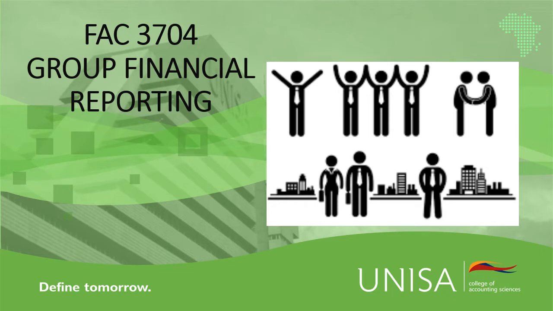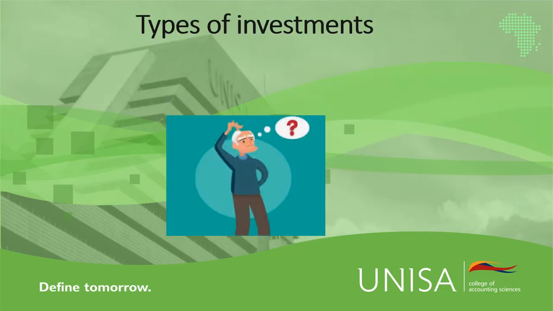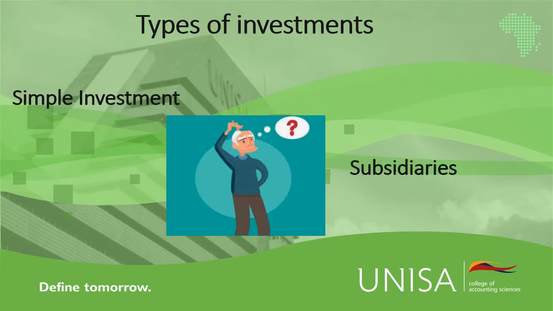In this video, we'll be discussing the different types of investments covered in this module and the applicable accounting standards pertaining to each type of investment. Let's jump right into it. There are four different types of investments that we'll explore in this module. We'll explore the simple investment, the subsidiaries, associates, and joint ventures.